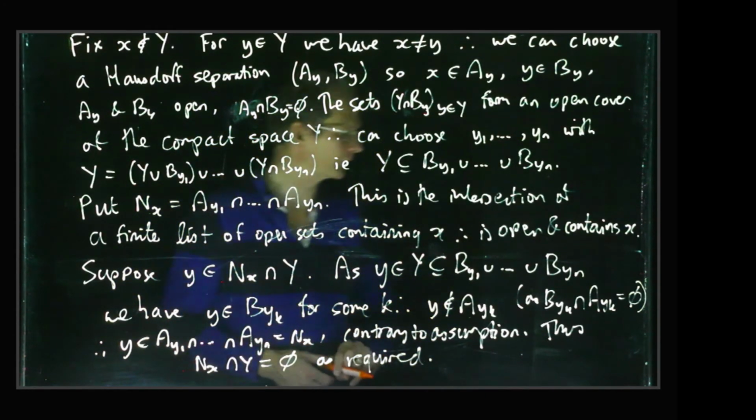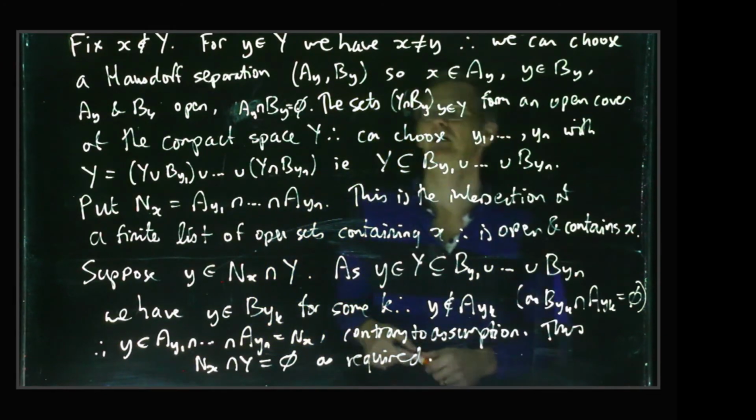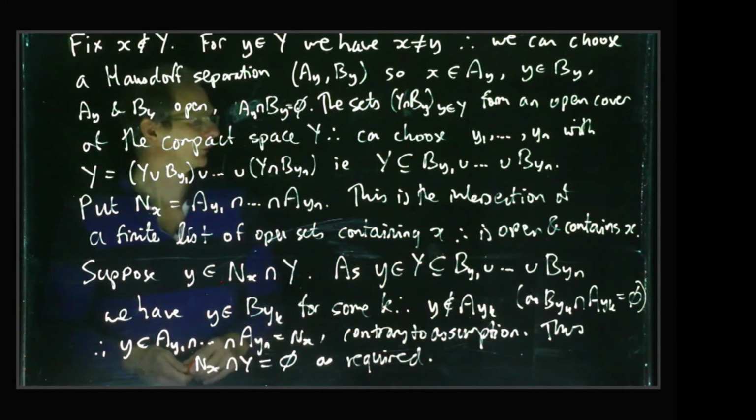Okay, so now we've got our Nx. It's an open set that contains x and is contained in the complement of Y. We can do that for every possible x. So that proves that the complement of Y is open, or in other words, Y is closed, which is what we were claiming.